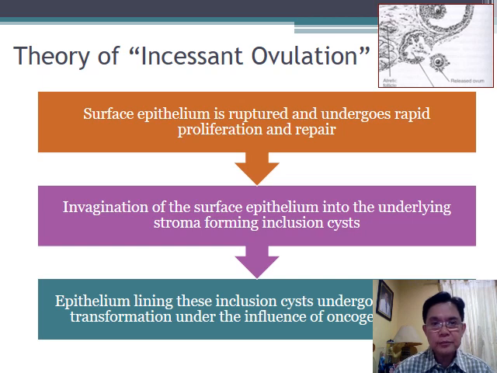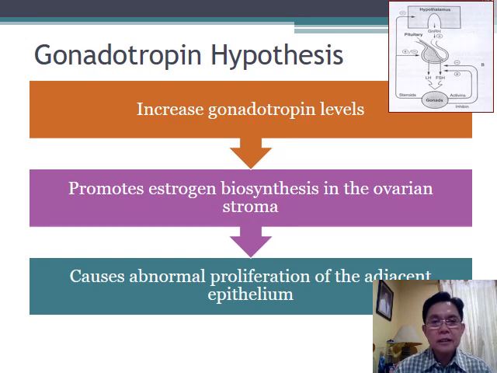On the other hand, your gonadotropin hypothesis states that with increased gonadotropin levels, these high levels of gonadotropin promotes estrogen biosynthesis in the ovarian stroma, leading to abnormal proliferation of your adjacent epithelium, so that a higher level of your gonadotropin will lead to the development of ovarian cancer.